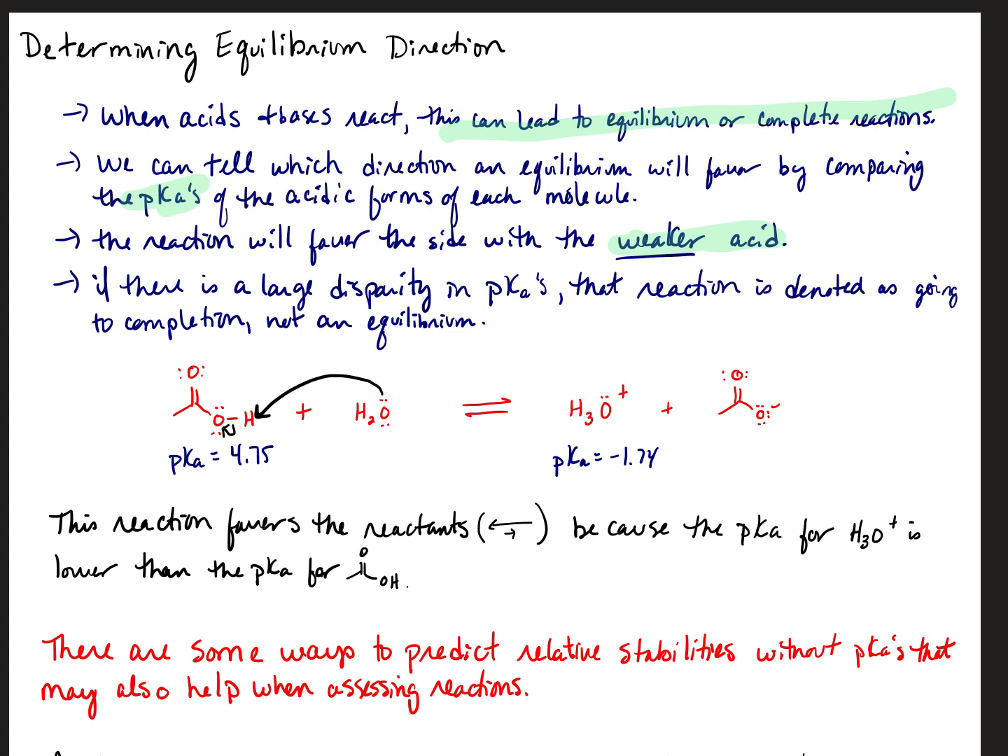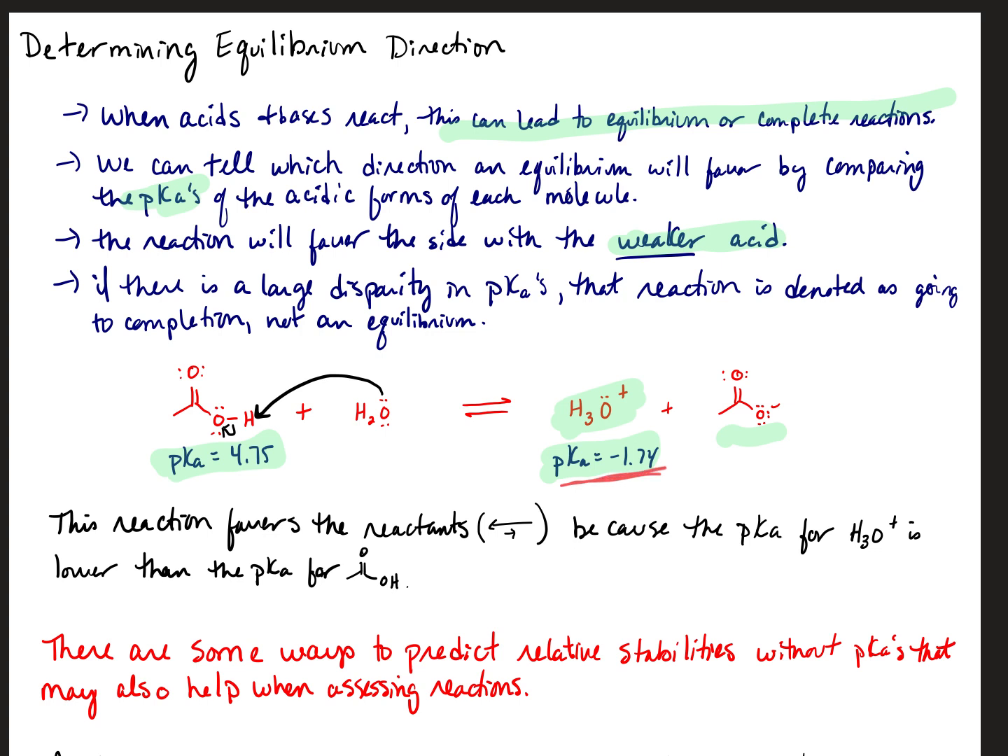So here's an example. We've got this acid, its pKa is 4.75. We're just going to use this with water, and we can show how that reaction takes place to give us H3O plus, as well as the conjugate base for the acid. Well, when we're comparing the pKa's, we have to compare the pKa's of the two different acids. So this pKa is negative 1.74. What that means is that this pKa is significantly smaller.